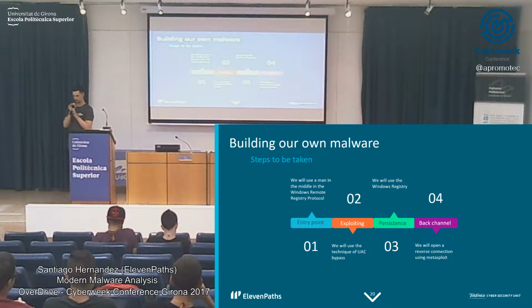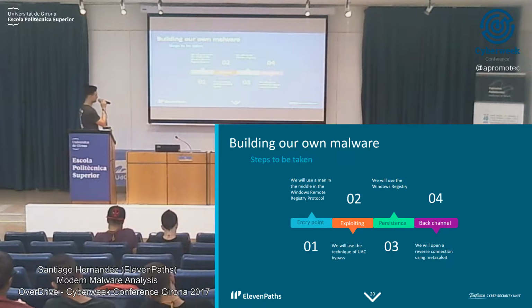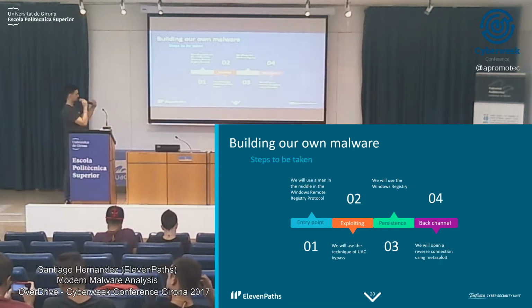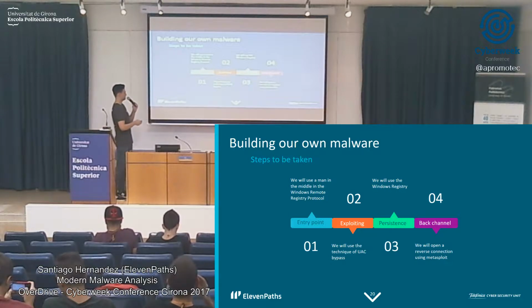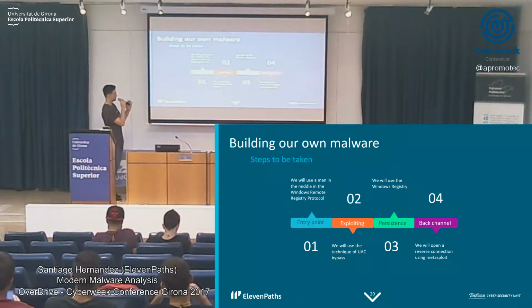So, what are we going to do? First of all, we are going to use an entry point that will be a man in the middle in the Windows remote registry protocol. We know that the administrator performs some actions in the registry of the remote machines via the Windows remote registry protocol, and we will use that. This security issue is something that I presented last weekend at TorCon in San Diego, and I want to show you because I think it is an original entry point that is related with phishing and all those things.